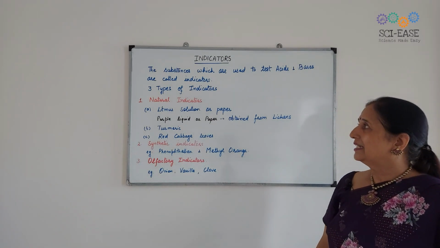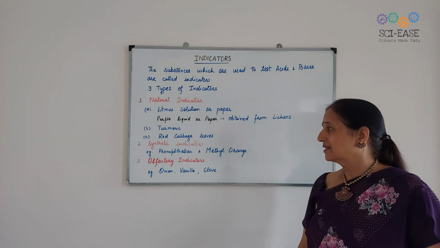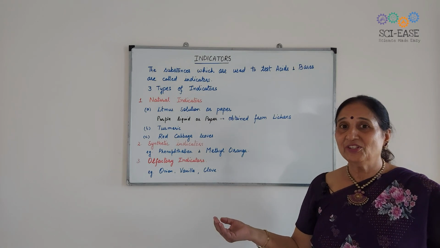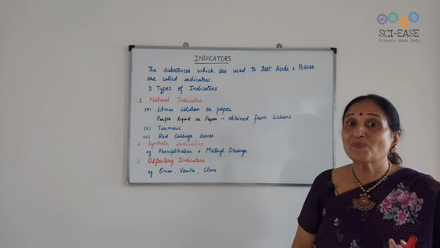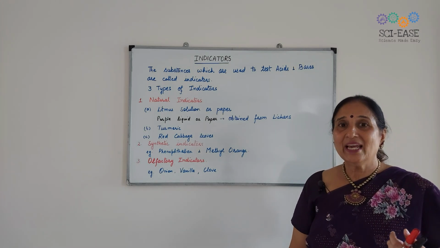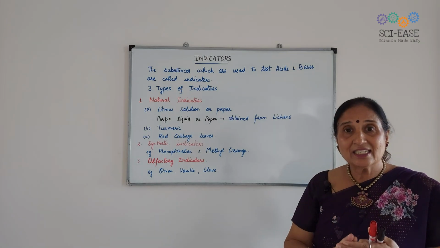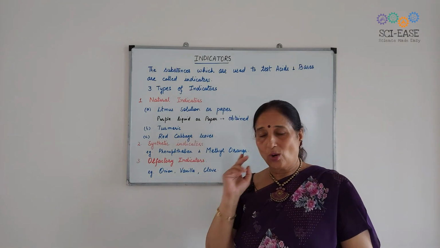The third type of indicators are olfactory indicators. The things that are there in your kitchen only. Olfactory means related to smell, sense of smell. Okay? So, onion is one of the examples, vanilla essence and clove. What is clove? It is long.